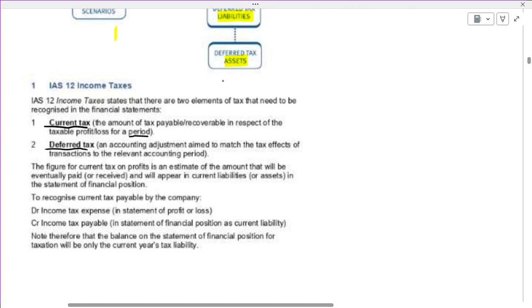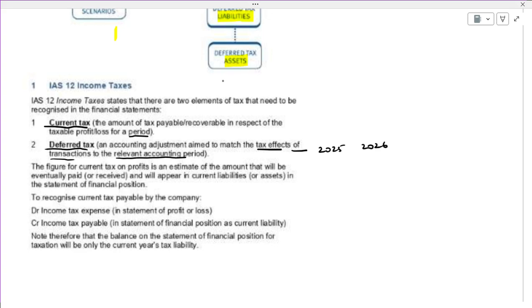What is the profit, and what is the current tax we have to pay on the current profit? Deferred tax is an accounting adjustment to match the effects of transactions in the relevant accounting period. That relevant accounting period means not the current period, but the next one, 2025, 2026. If it is relevant, why will we pay tax of 2025 now?